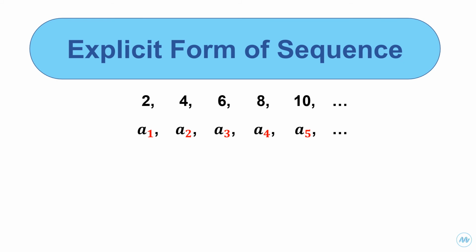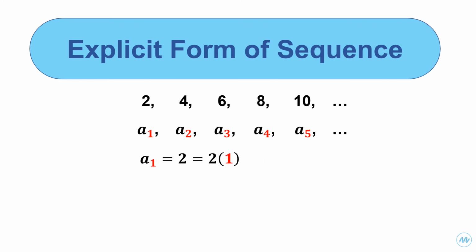The first term is 2, the second is 4, the third is 6, the fourth is 8, and the fifth is 10. Our objective is to find an explicit formula in terms of n, where n refers to the position of the term. Remember, this formula may be used to find any unknown term of the sequence. Now let's look for a pattern.